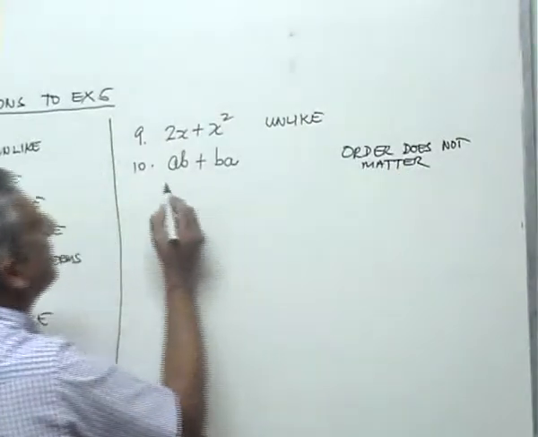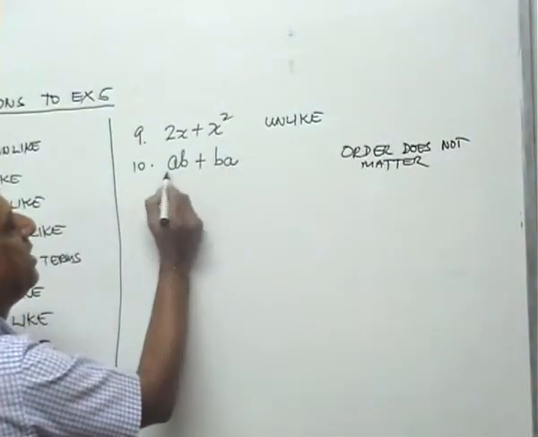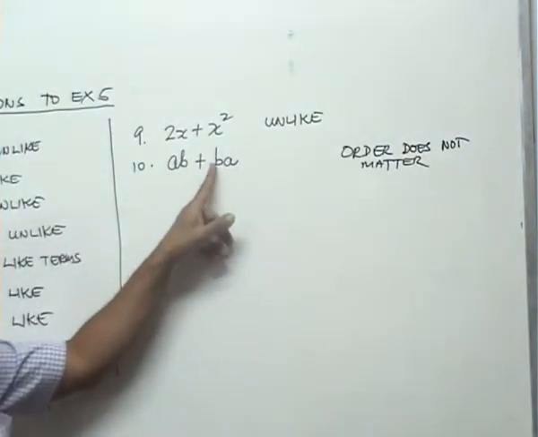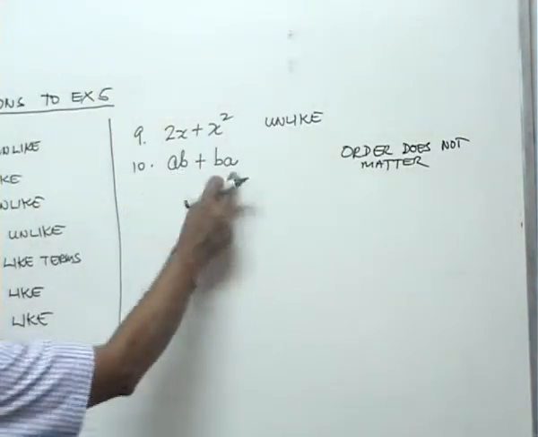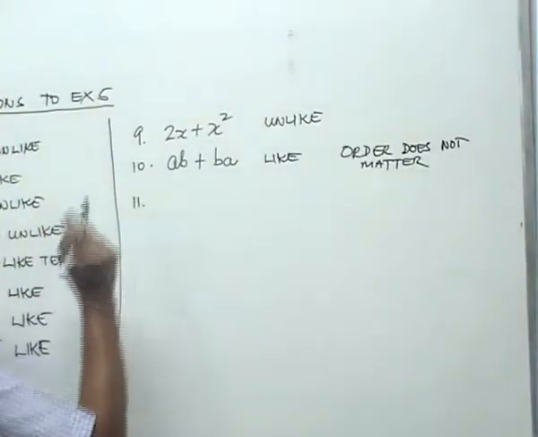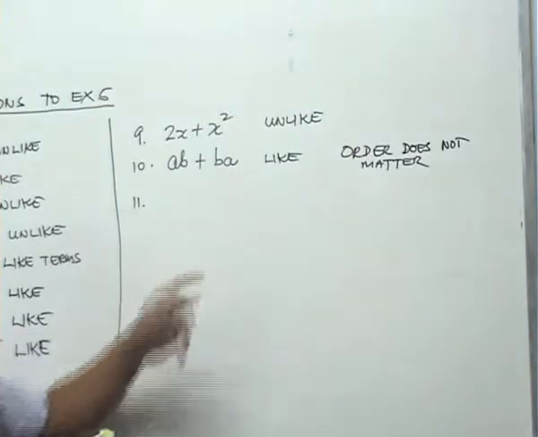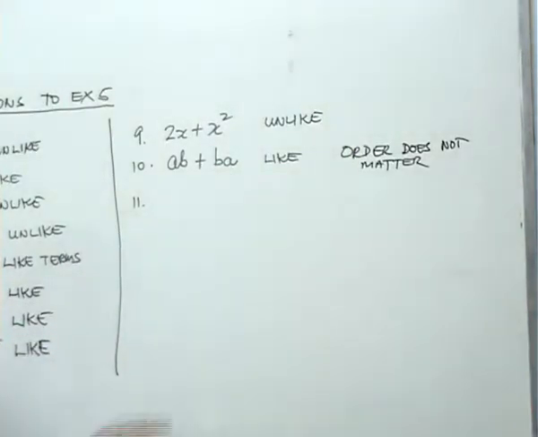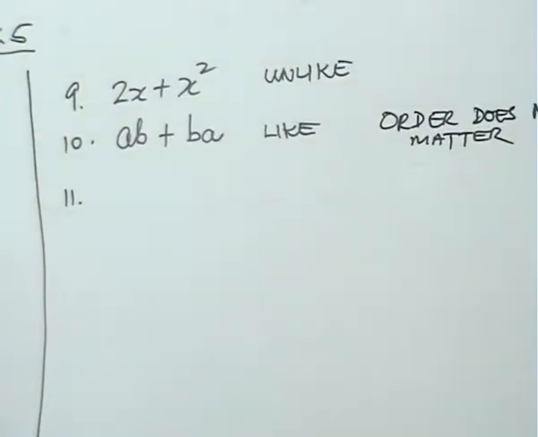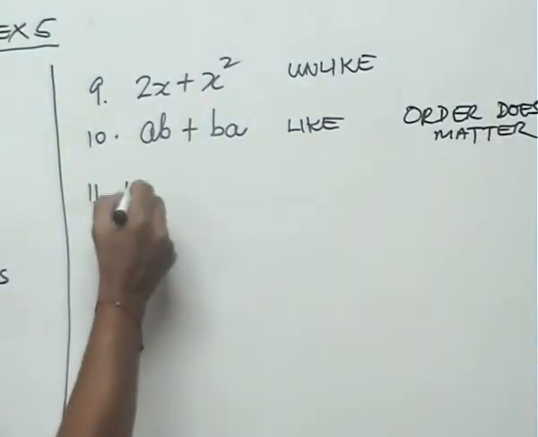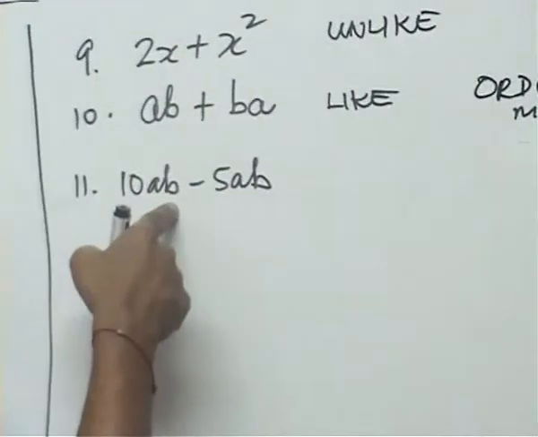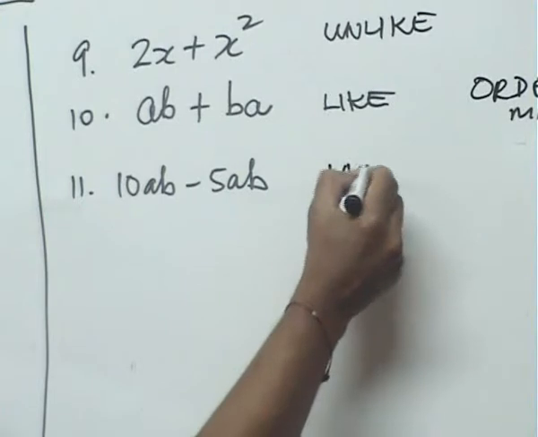So in other words, A and A, B and B, these powers are exactly the same. The order doesn't matter. It doesn't matter if you wrote AB here and you wrote BA there. So these two powers are exactly the same. Therefore, this is like. Now remember, the order of the powers doesn't matter. In other words, which comes first and which comes second doesn't matter. Number 11. 10AB minus 5AB. Well, the powers are exactly the same. A, B, A, B. So this is like.